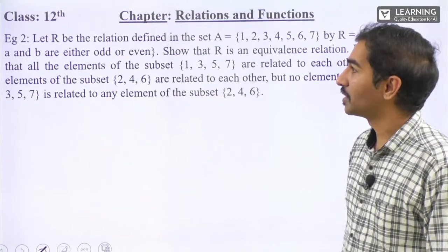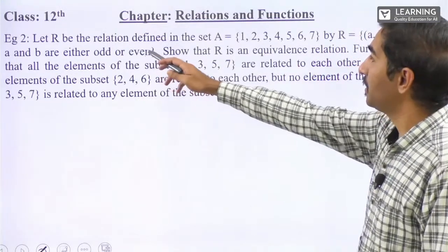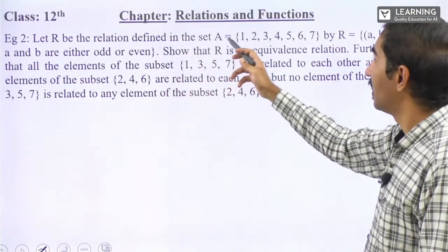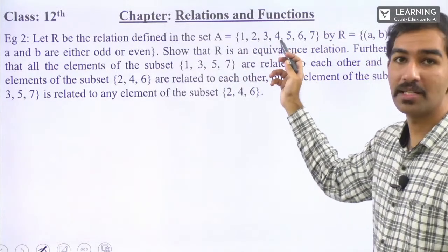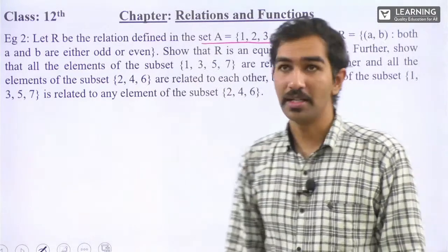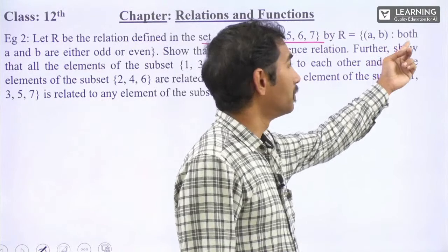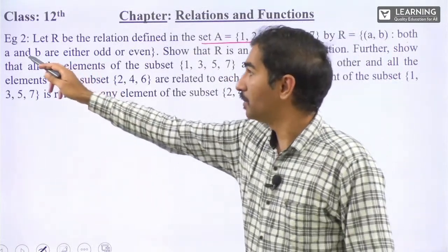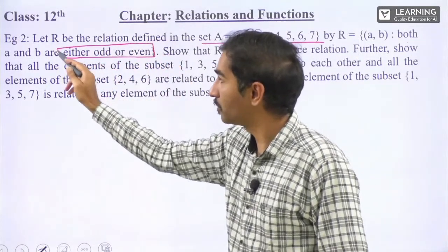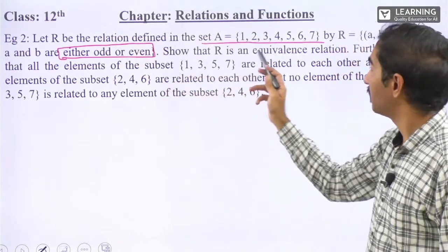So read the question here, students. All right. So here the question is, let R be the relation defined in the set A. A is given as 1, 2, 3, 4, 5, 6 and 7. Now see how the relation is defined. R is equal to (A, B) such that both A and B are either odd or even. This is a very important point to be noted. Show that R is an equivalence relation.